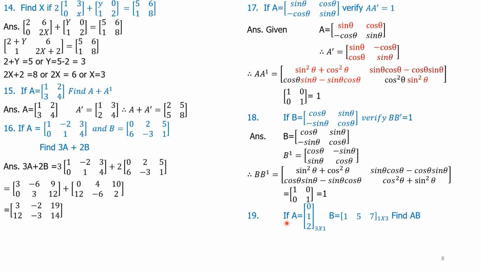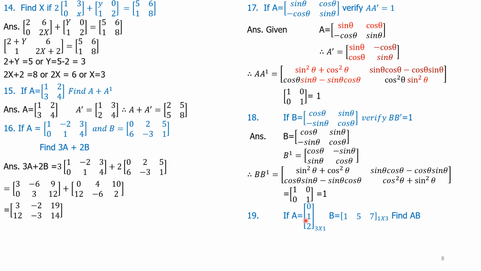If matrix A is equal to 0, 1, 2, this is 3 by 1. You see 3 rows. This is row 1, though it is a single element matrix. It is row 1, this is row 2 and row 3. Hence it is 3 by 1.